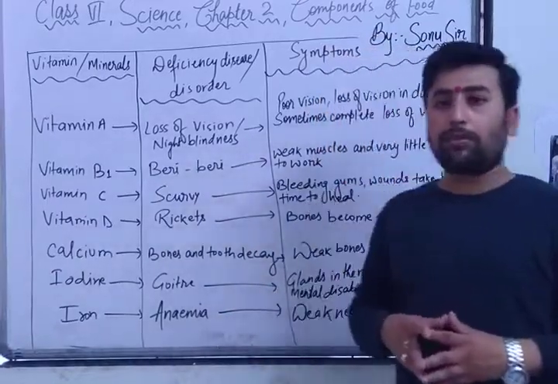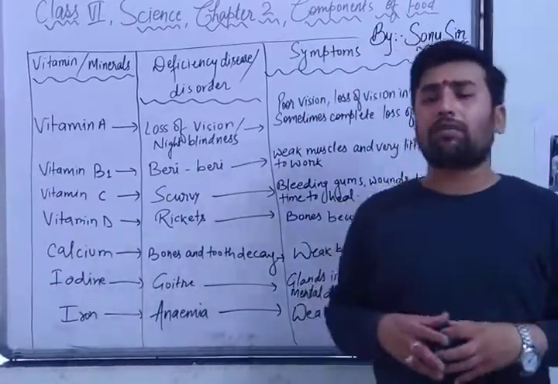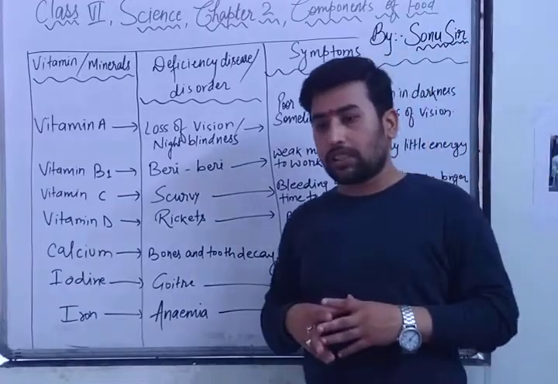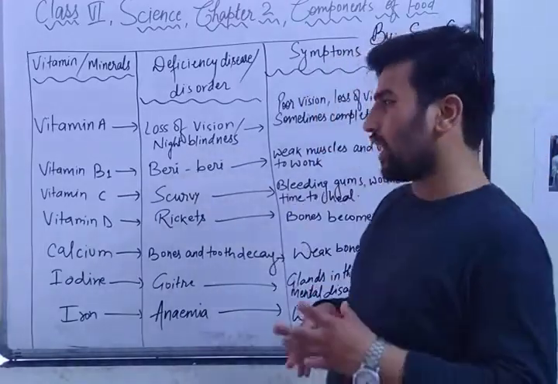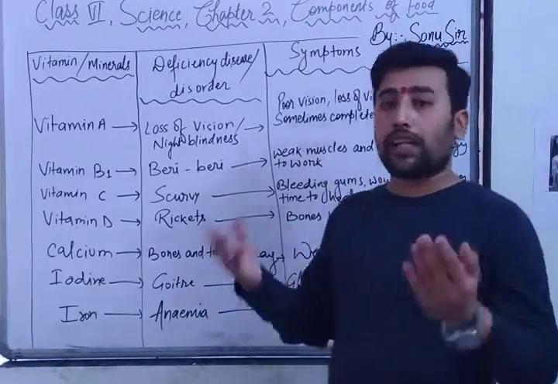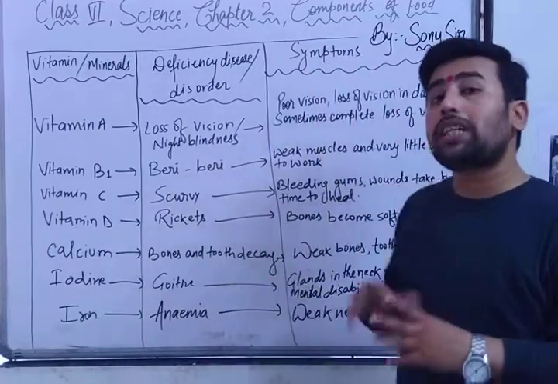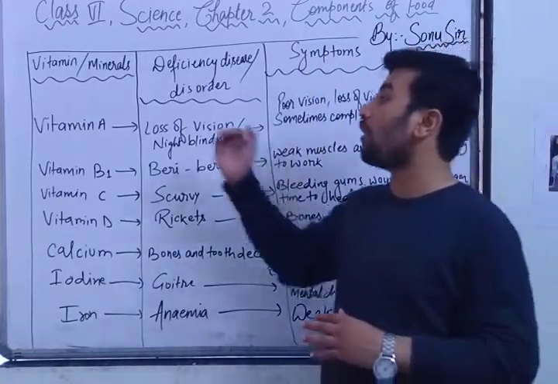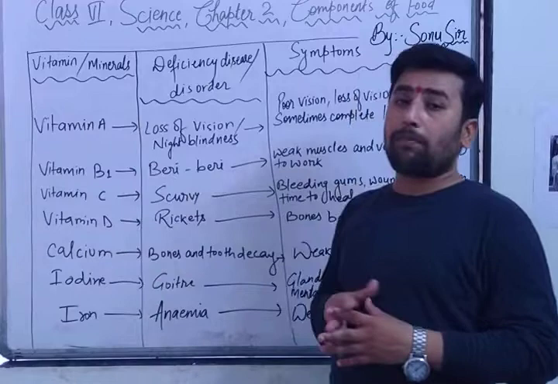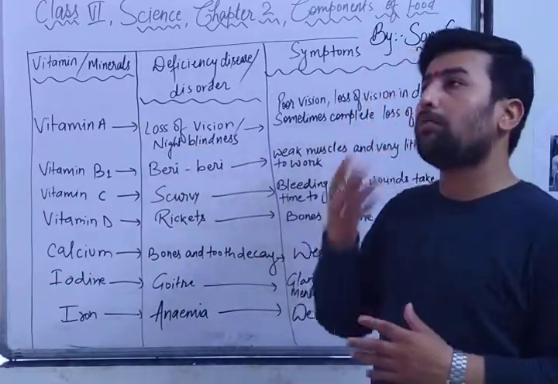Vitamin A. Can you tell me from which type of vegetables vitamin A comes? Vitamin A comes from green leafy vegetables like broccoli, spinach and many more, whose leaves are green and which we eat. That type of vegetable contains vitamin A. If we are not taking those vegetables, meaning if we are not taking vitamin A, what would happen? There will be loss of vision or night blindness.